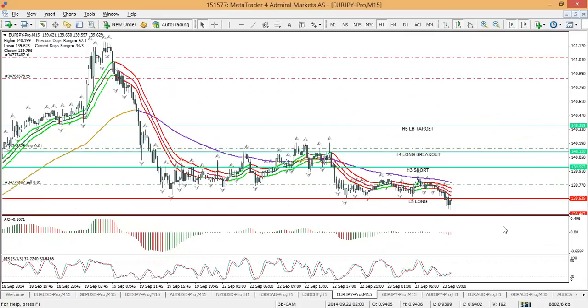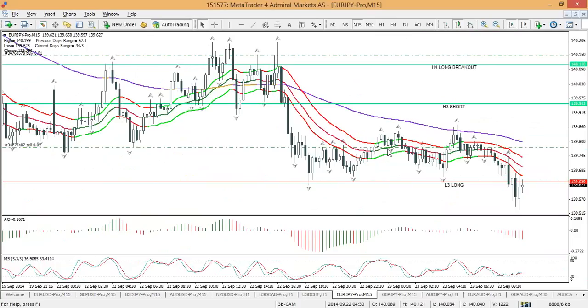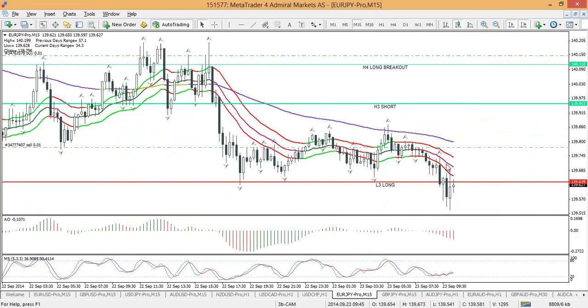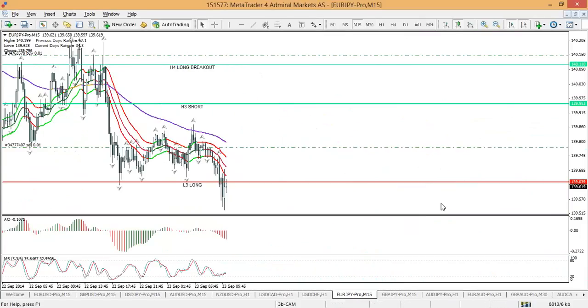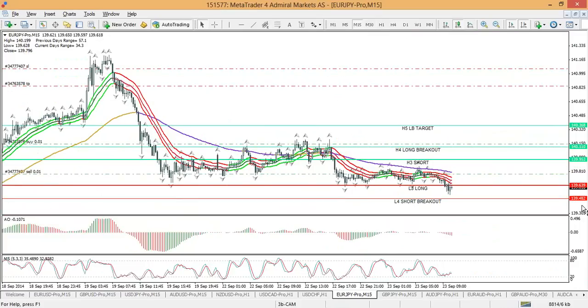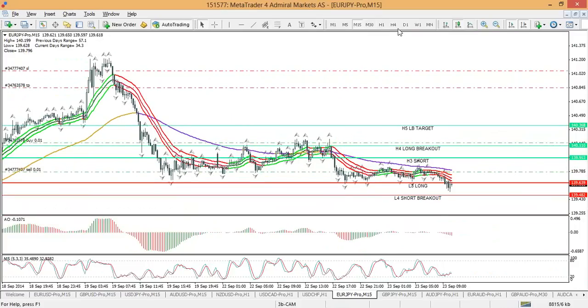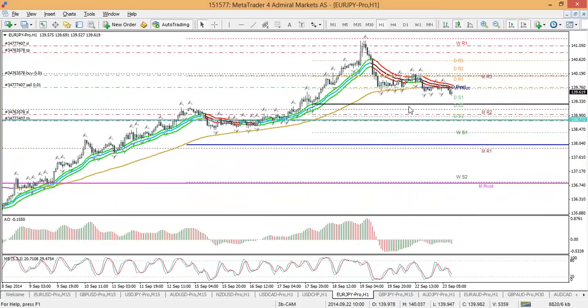Euro-yen could be good for the downside. Euro-yen is traveling with bearish moving averages as we speak, and price, 21 below 89, and we have a break of the L3. So I'm already in the short, but this could be a good shorting level, with the L5, for instance, as a target. If we look at this formation, it does have momentum.